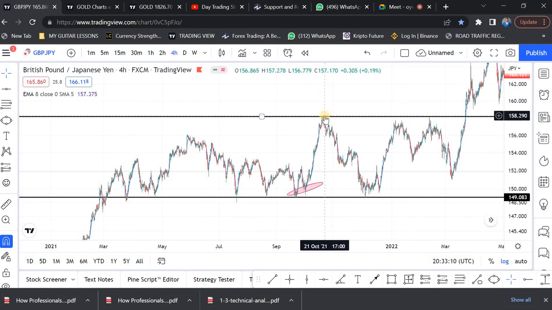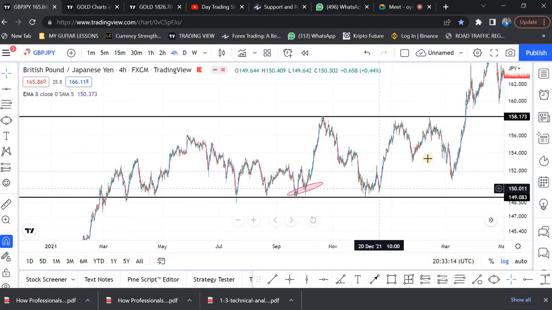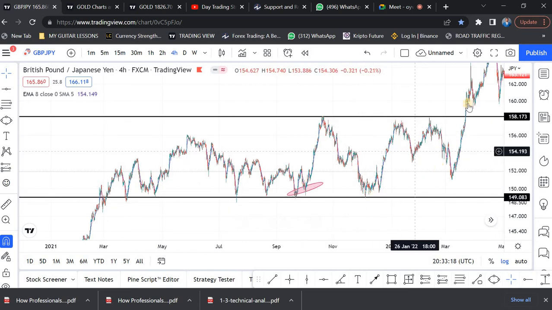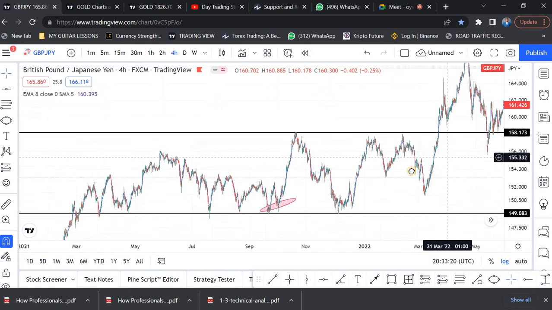Then when you get to the resistance, you can also sell from this point, then it comes back to the support, then you leave the market. Then you can buy from here. So you can be buying and selling depending on where price goes to.